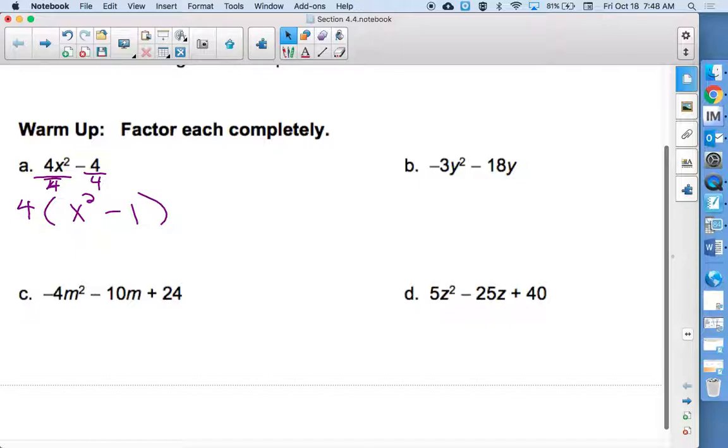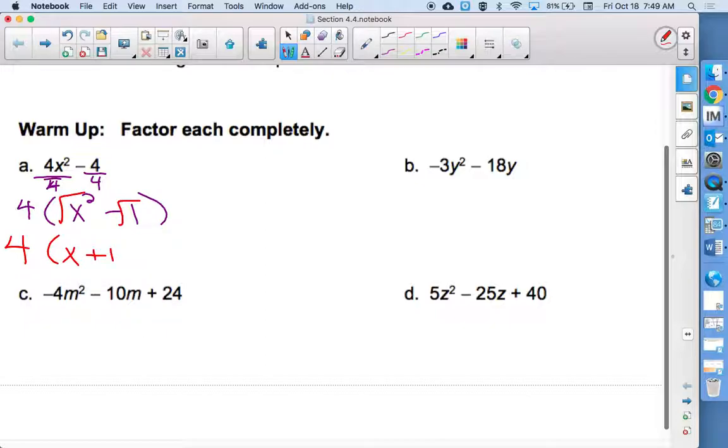Is there anything else you can do to factor it? Nick? The x squared minus 1, x plus 1 is 1. And why can you do that? Because x squared minus 1 is the difference of 2 squares. Yeah, that's a difference of 2 squares. So they're perfect squares because I can take the square root of 1. 1 times 1 is 1. So besides just taking out a 4, we can take the square root of both of these because, as he said, they're perfect squares. And I can factor that as x plus 1, x minus 1.